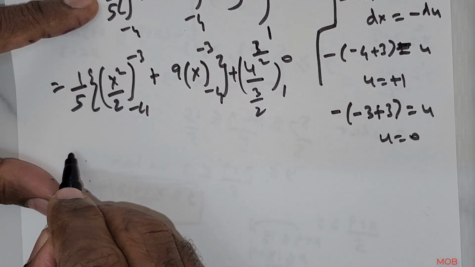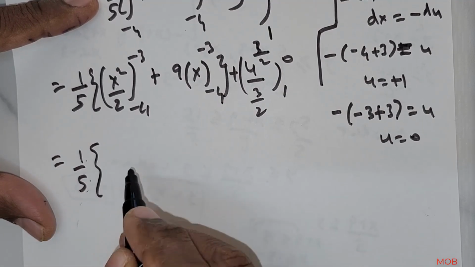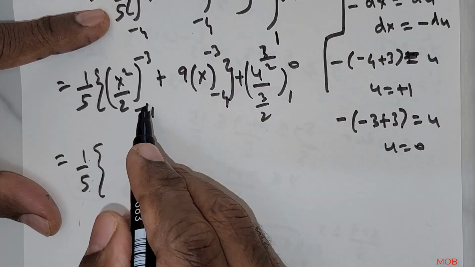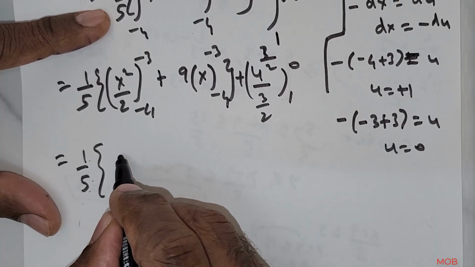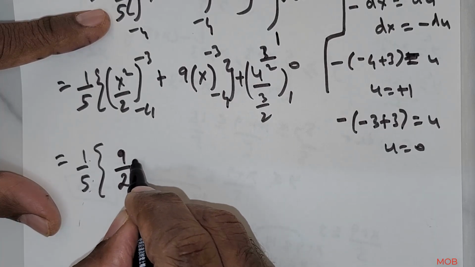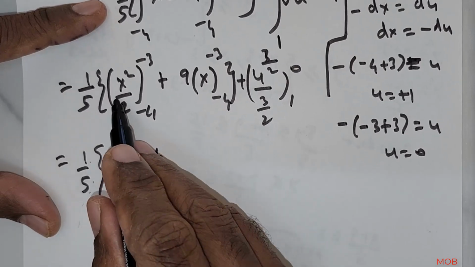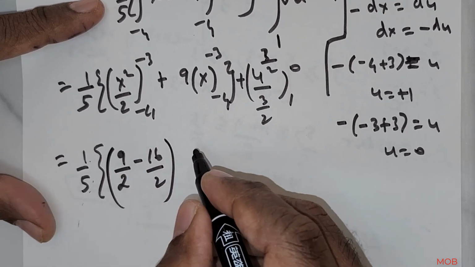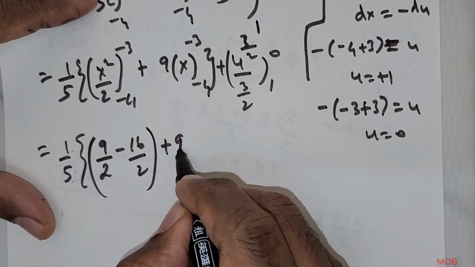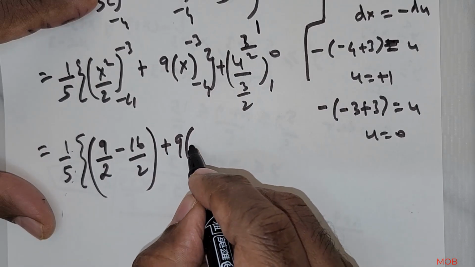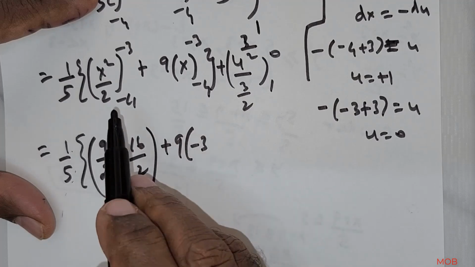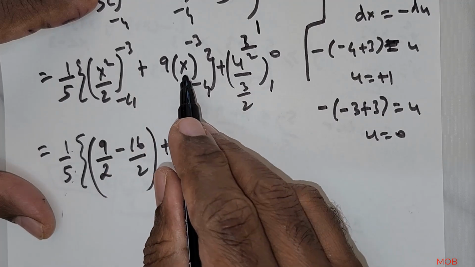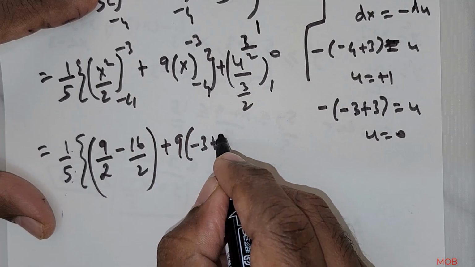Okay, so this is going to be 1 over 5. I substitute the upper limit. That's going to be 9 over 2, negative, I substitute the lower limit, 16 over 2, followed by, I substitute the upper limit followed by the lower limit, negative of negative 4. That's going to be positive 4.